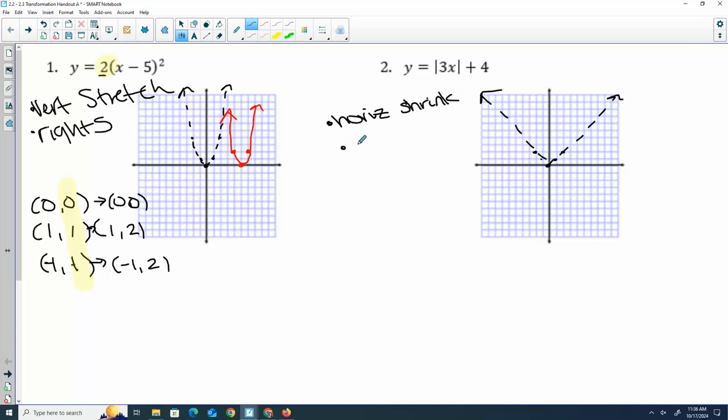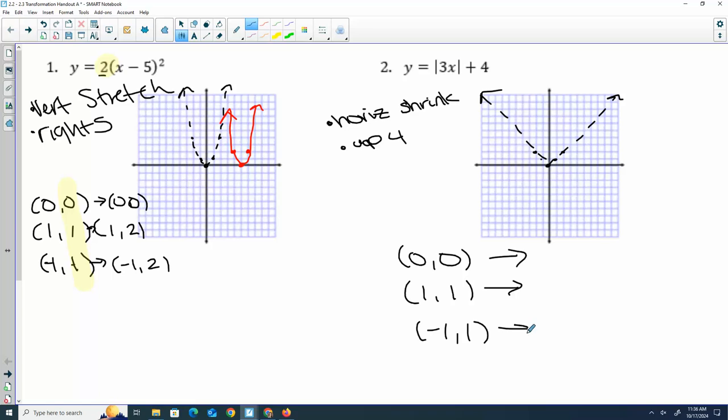What's the plus 4 do? It's on the outside. Up 4. If you need points, do those. Well, the 3 is on the inside, so it changes the x's, and it does the opposite of what we think, so it would divide those x's by 3.